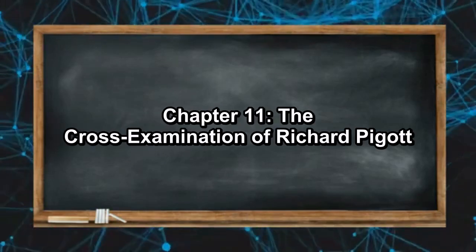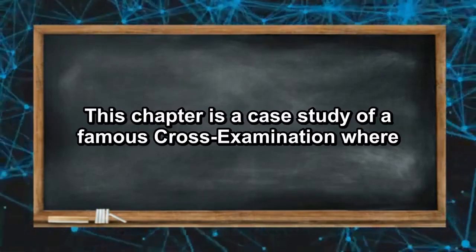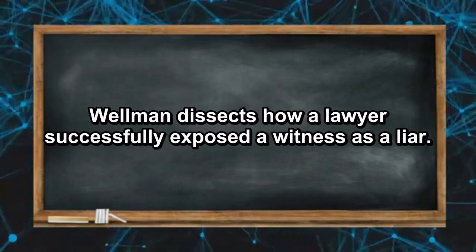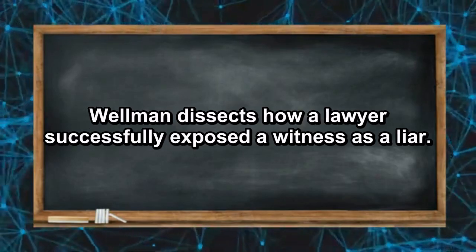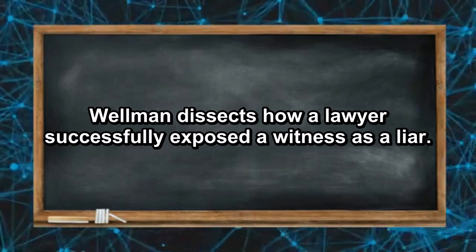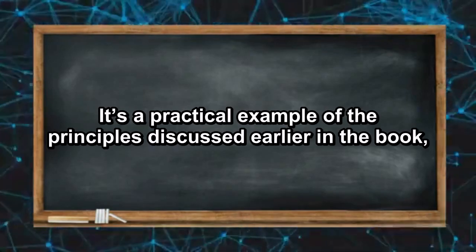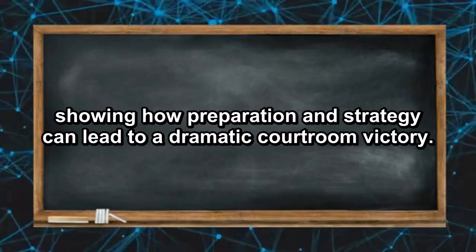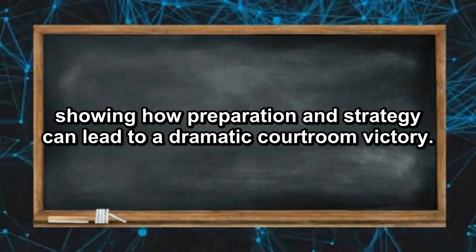Chapter 11, The Cross-Examination of Richard Pigott. This chapter is a case study of a famous cross-examination where Wellman dissects how a lawyer successfully exposed a witness as a liar. It's a practical example of the principles discussed earlier in the book, showing how preparation and strategy can lead to a dramatic courtroom victory.